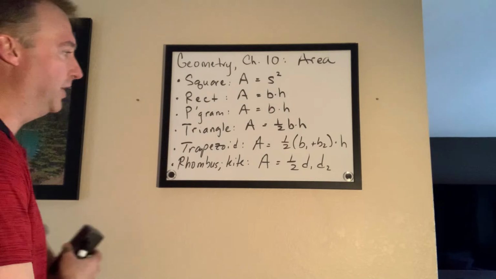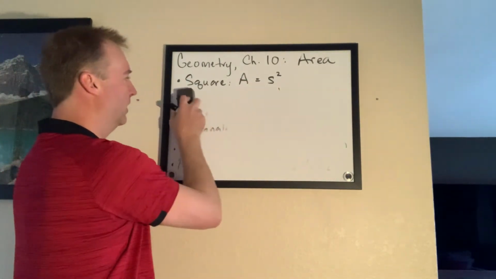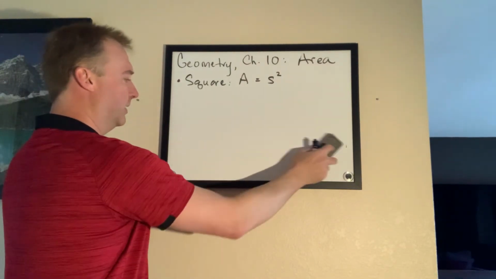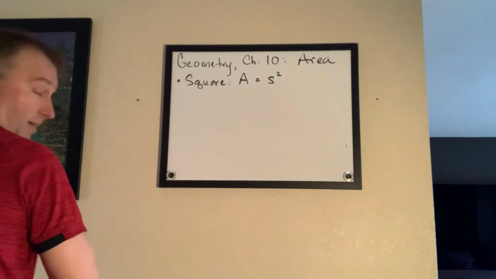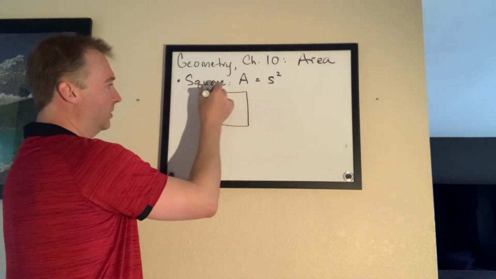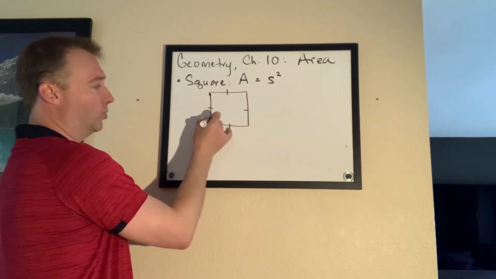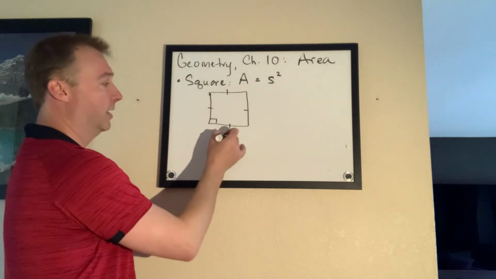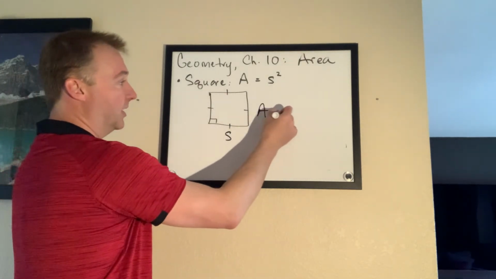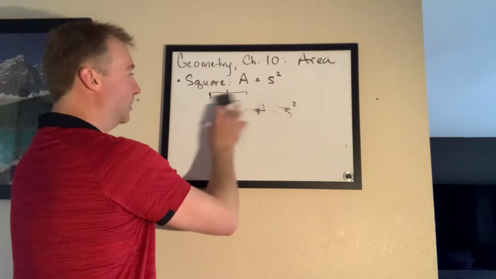I don't think you need much explanation, but just in case you do, we'll run through each one. For a square, area is side squared. That's obvious. Make sure you always label your shapes. How do you make sure you've labeled a square? 4 congruent sides and 1 right angle locks that in as a square. Give it an S; if that's an S, they're all S's. Area equals side squared. Easy enough. Let's do a rectangle.